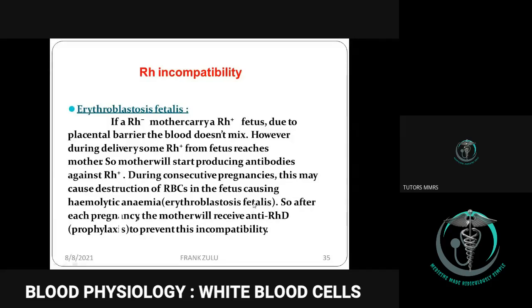So you will see a woman who is having pregnancy losses every now and then, and in society they will say "Vanamulowa," isn't it? So that's the physiological basis. And such women, we usually give them anti-D prophylaxis to prevent this incompatibility.